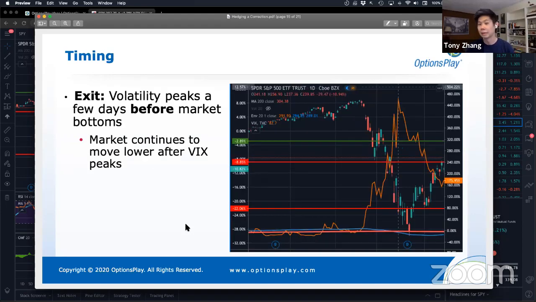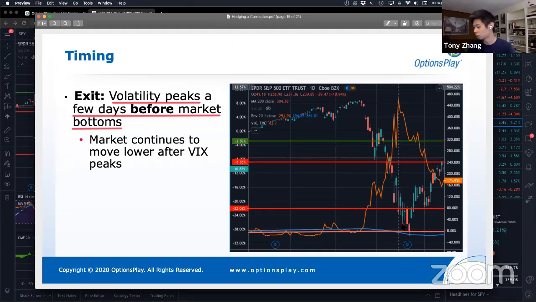Okay, perfect. Lastly, now we'd want to talk about the exit. When do you want to exit a hedge? One of the things that a lot of quantitative analysts look at is the fact that volatility usually peaks a few days before the market actually bottoms. If you look at the VIX peaked.